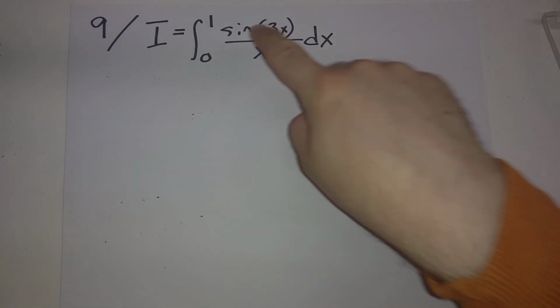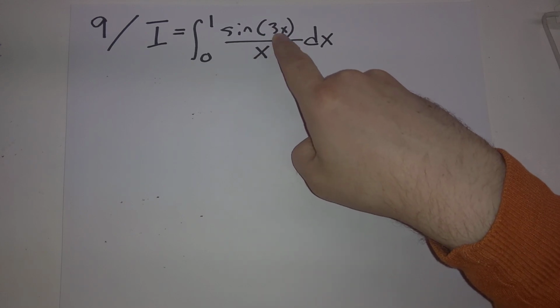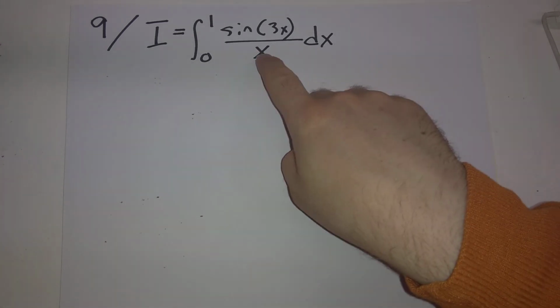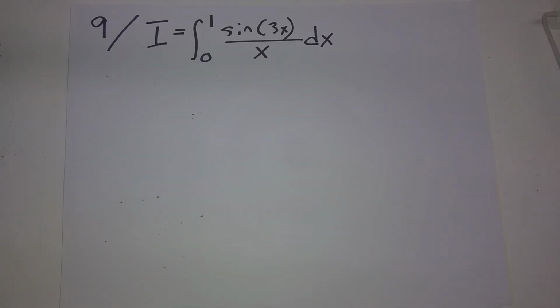Here's our game plan. We know a Taylor series for sine of x. We're going to substitute in 3x into that Taylor series to come up with our Taylor series for sine of 3x. We'll divide term by term to bring in this dividing by x. And then we're going to be allowed to interchange the order of the integral and the series. So let's start working this out.